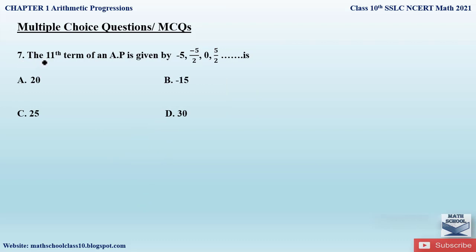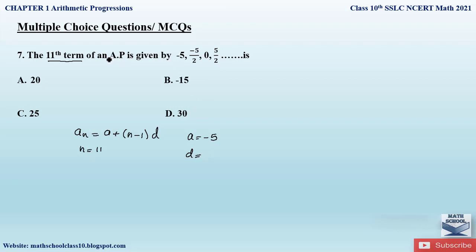The seventh question is, the 11th term of an AP given by -5, -5 by 2, 0, 5 by 2 is. So in this AP we have to find out the 11th term. So what is the formula to find out any term? That is given by the nth term formula, an is equal to a plus n minus 1 into d. Now here they're asking us to find out the 11th term. So n value will be equal to 11. Our a value will be the first term of the AP, where a is equal to minus 5, and d is the common difference between the terms. So we have to find out the d value.